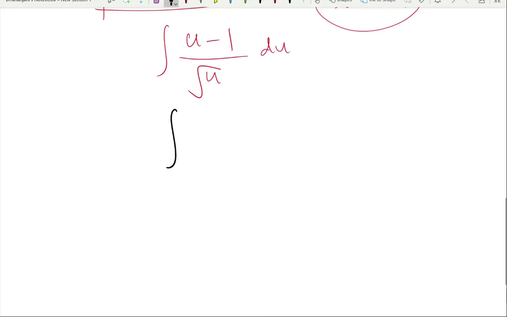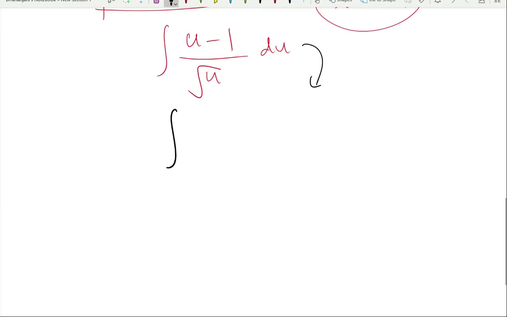All right, now what can we do from here? That's the correct way to put it. Well, it looks even more complicated than what we started with, right? But can we integrate this using basic integration? That's the whole point of integration by substitution, right? Well, we can do something here.